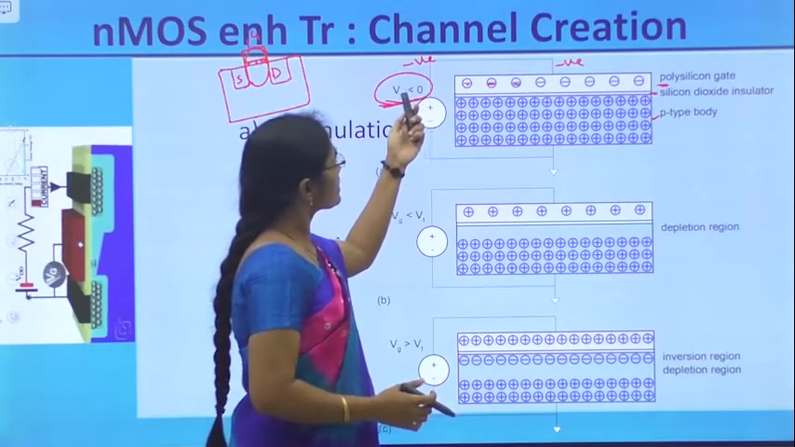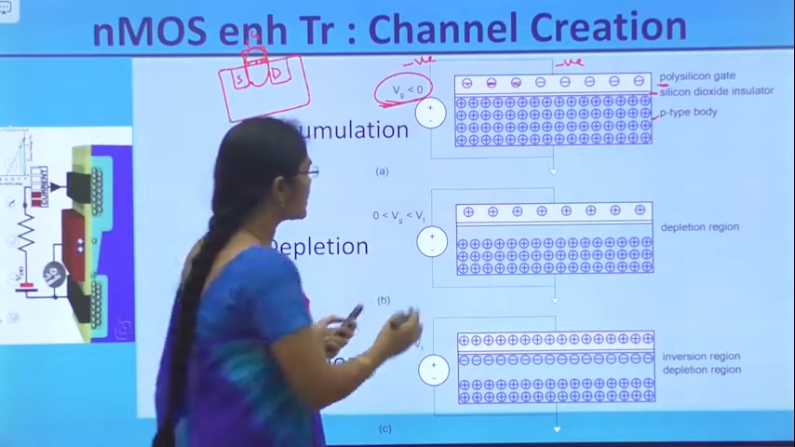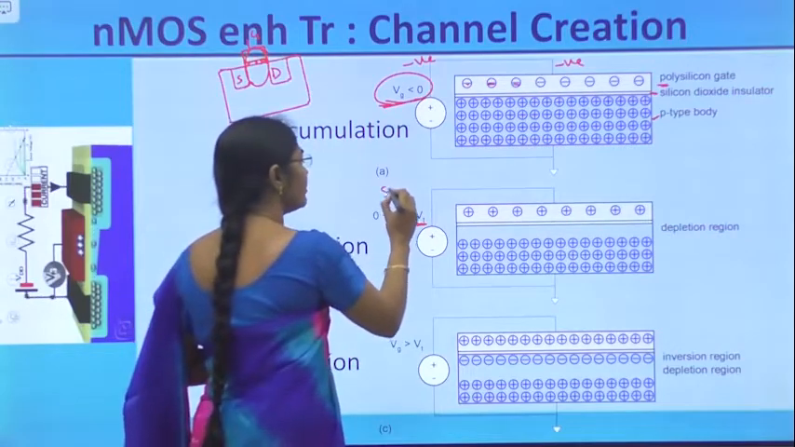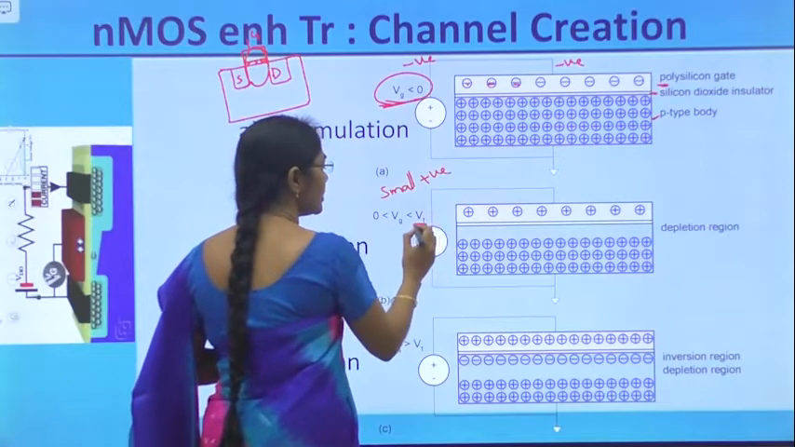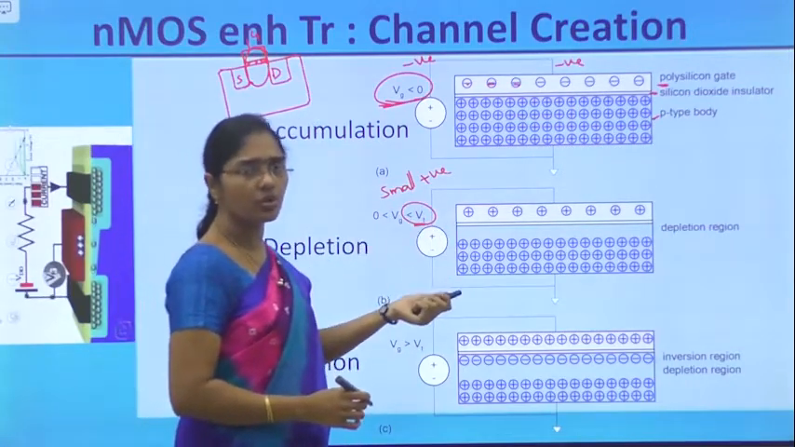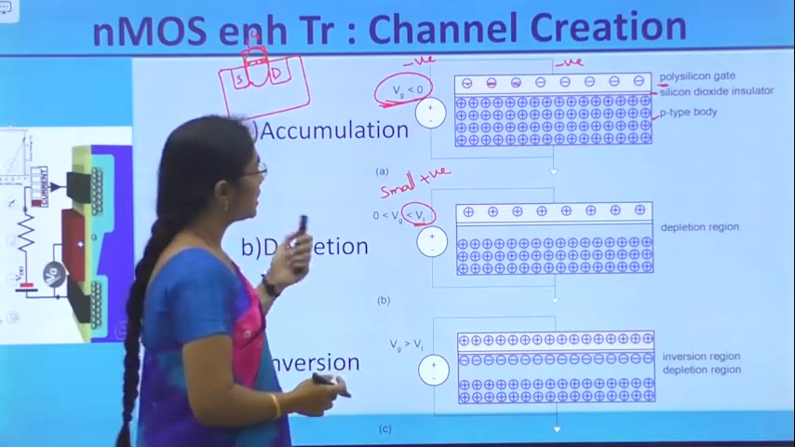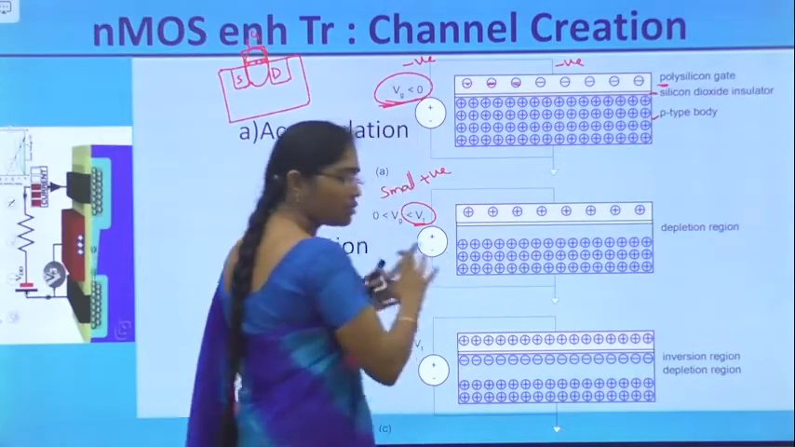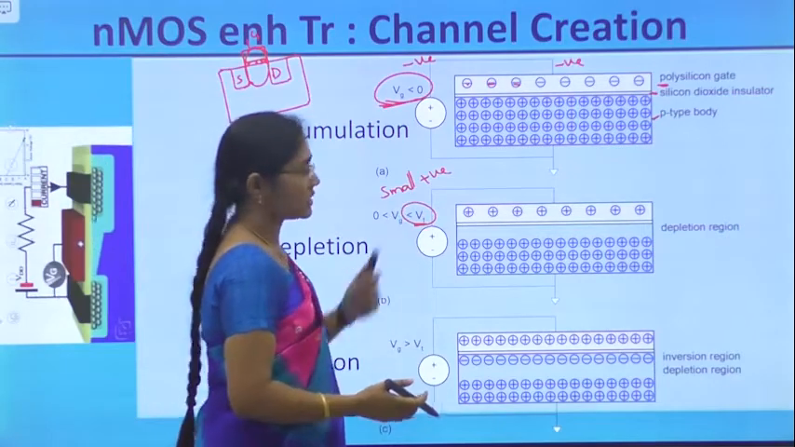Then if I change the gate potential and apply a small positive voltage, which is less than Vt. Assume if the Vt is 1 volt, we are applying some 0.5 volts, 0.3 volts, etc. If a small positive voltage is applied, what will happen? Positive charge appears on the top plate of the capacitor, the gate plate of the transistor.